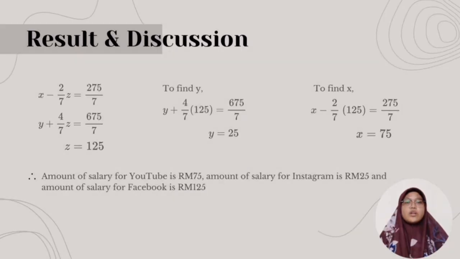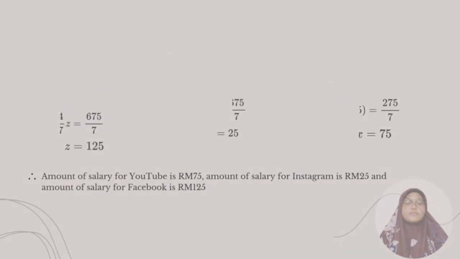If we look at the equations, we can see that z is 125, so we just need to find x and y. To find y, we will substitute z with 125, then y will be 25. Similarly with x, substitute y with 25, then x will be 75. We conclude that the amount of salary for YouTube is 75 ringgit, Instagram 25 ringgit, and Facebook 125 ringgit.